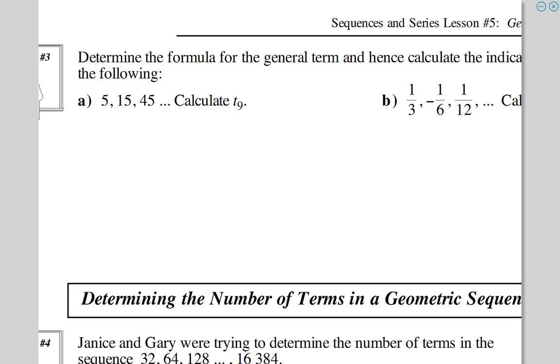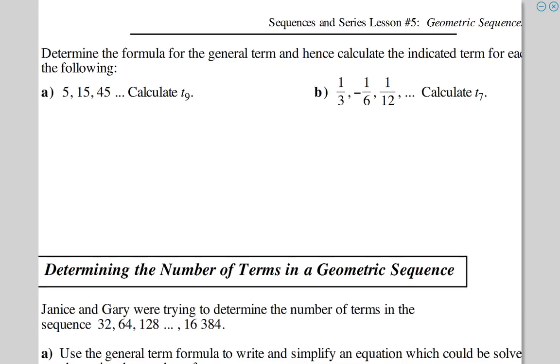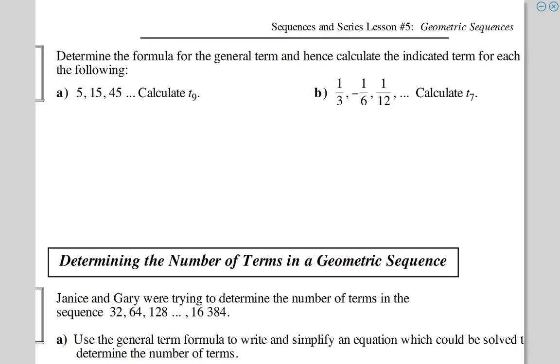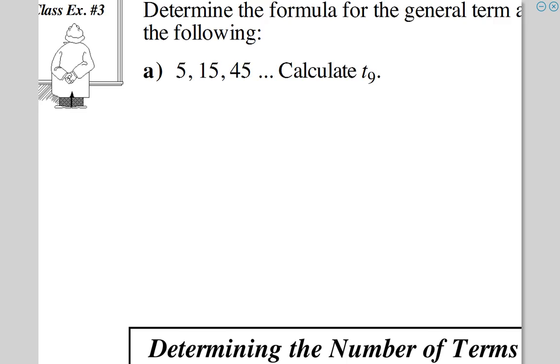Determine the formula for the general term and hence, it's a big word, calculate the indicated term for each of the following. Tn equals ar^(n-1). That's the general formula from your formula sheet. We need to insert what we know. What do we know? Do we know a? It is 5.